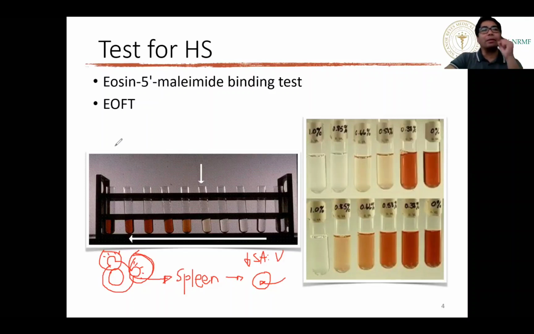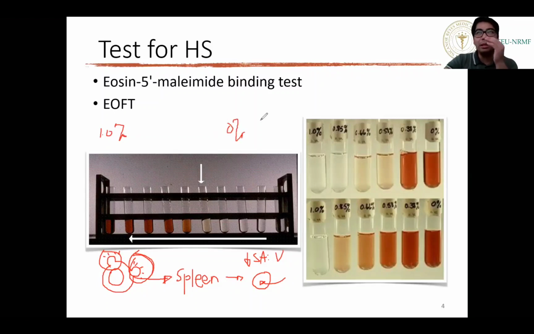Mag-prepare tayo ng different salt concentration. Okay? Different salt concentration. Pwedeng mag-start ka sa 1, no? That is a hypertonic solution, no? 1% sodium chloride. Okay? Or maybe you can just start on a hypotonic solution such as 0.95 or 0.85%. Okay? So pwede yun, no? So from hypertonic pa isotonic yung solution mo. Kaya from 1%, okay, up to 0% of sodium chloride.